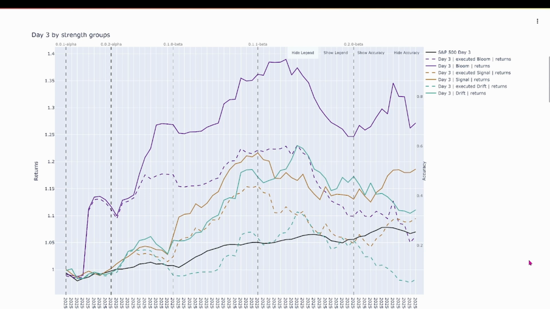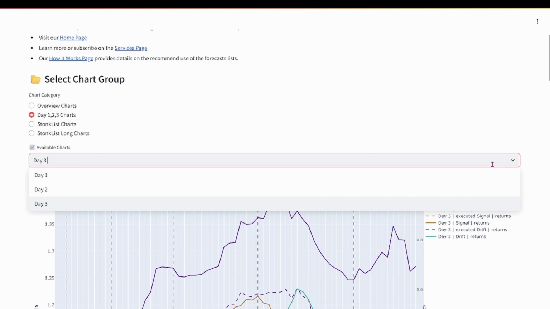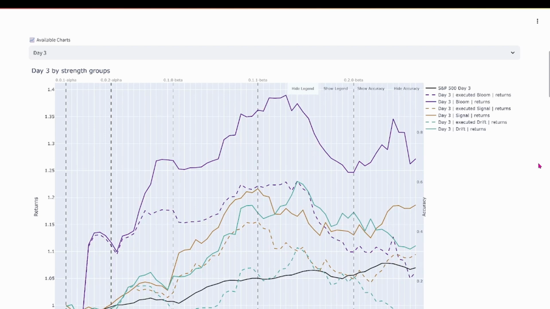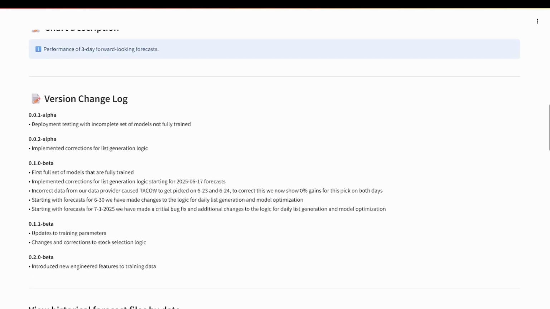Of course, there are more charts here, including multiple views of Stonk List and Stonk List long. These help show how stocks behave when they appear across multiple forecast periods. In a future video, I plan to do a deep dive on all 13 charts.